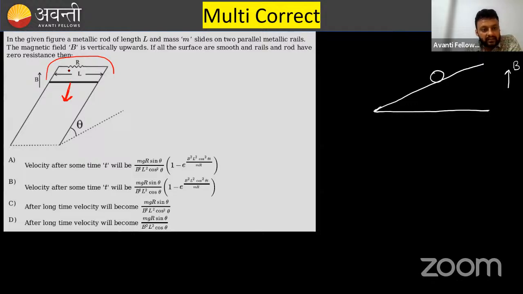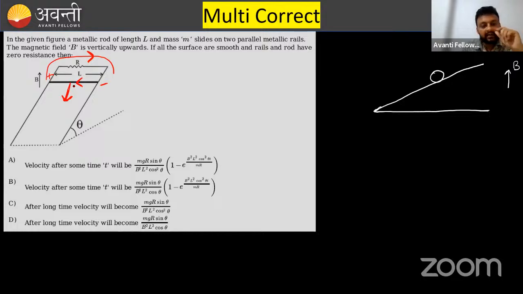Did you get anything? This EMF will be what? If I say V cross B, and if I write somewhere, BVL, this end will become positive and this end will become negative. So due to this positive and negative, current will flow in this path, something like that. In this loop, current will be flowing like this. Now, in the rod itself, current will be flowing like this.